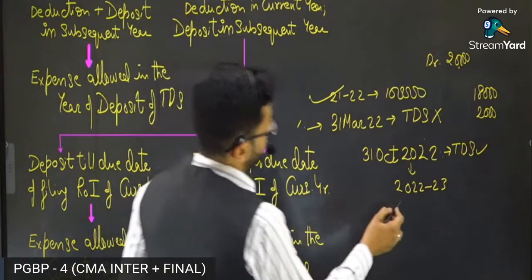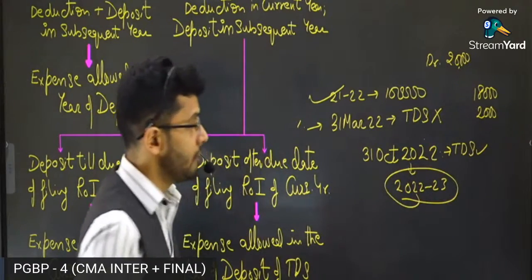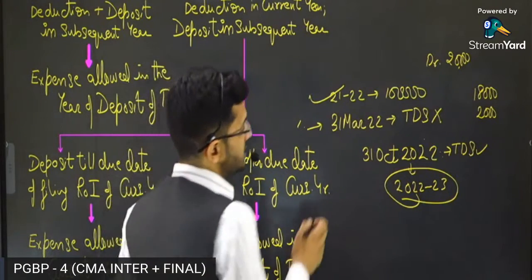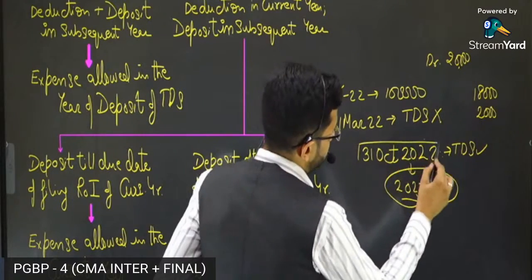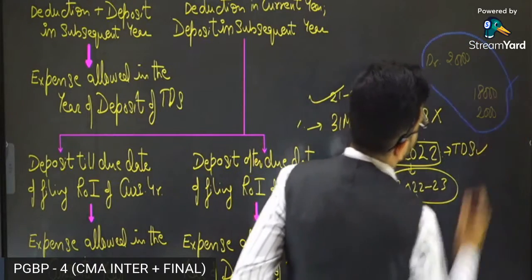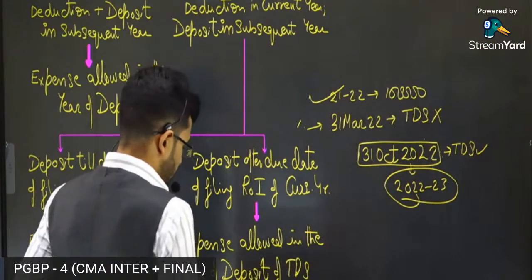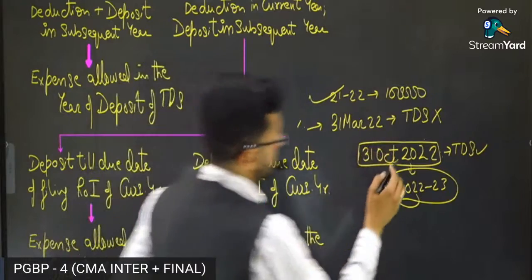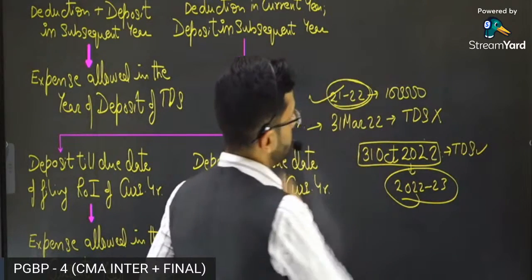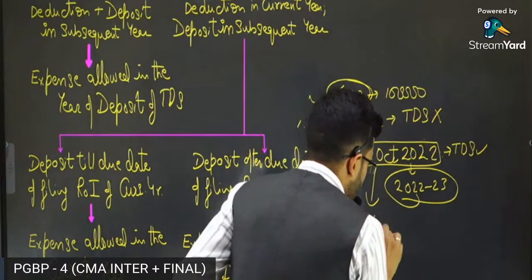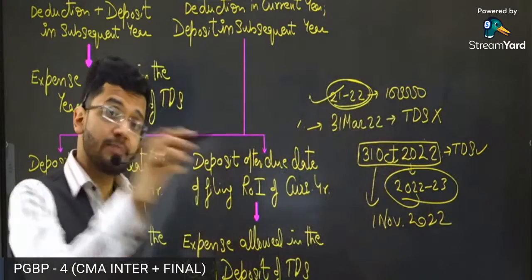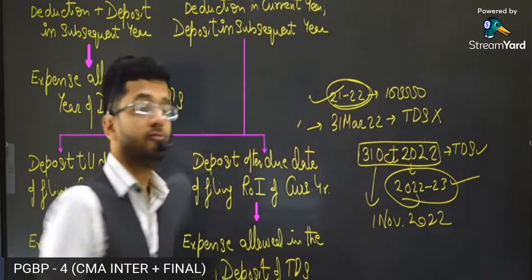Guys, in this financial year 22-23, when the deposit is made to the government treasury, in which year will the expense be allowed? Let me explain. If the deposit is made before the filing of the return of income, which is before 31st October, then the expenditure will be allowed in 21-22. And if the deposit is made, say, on 1st November 2022, then the deduction of the expense will be allowed in 22-23.